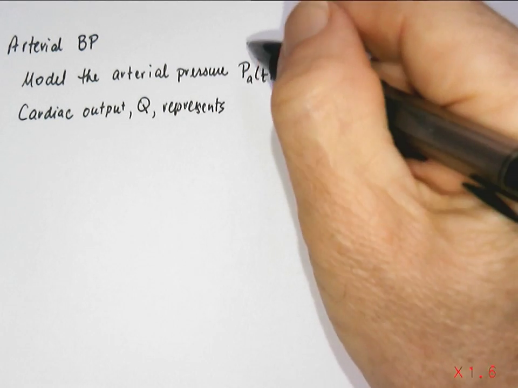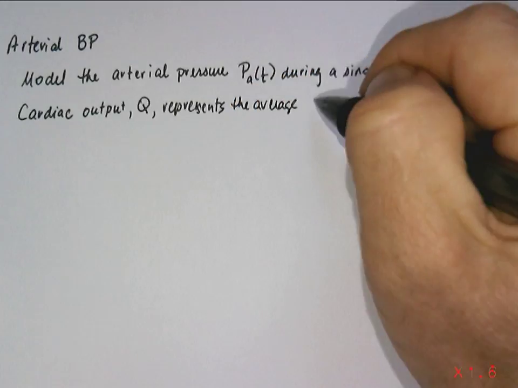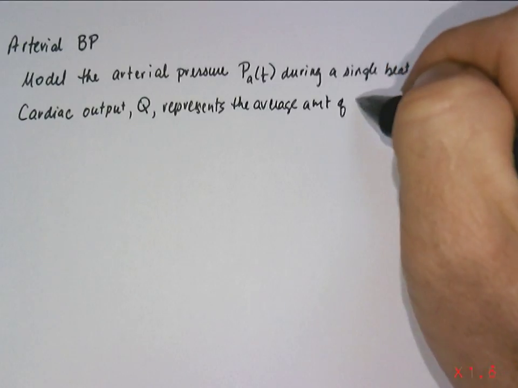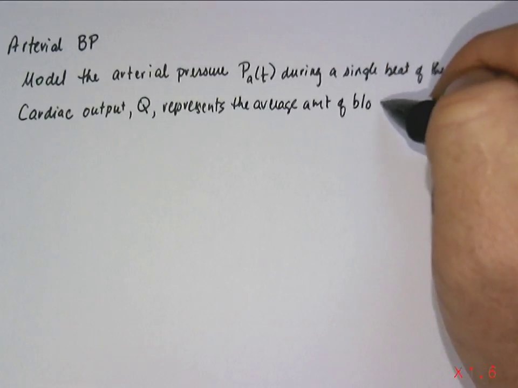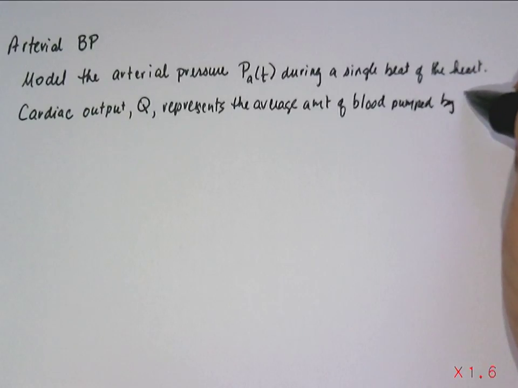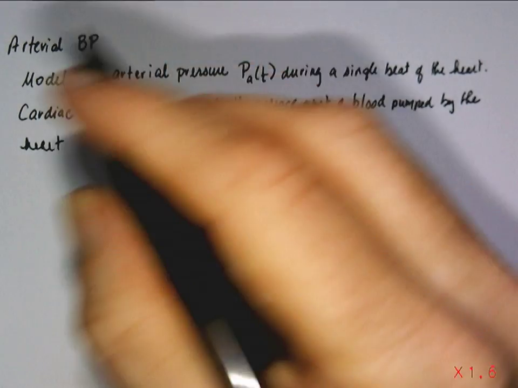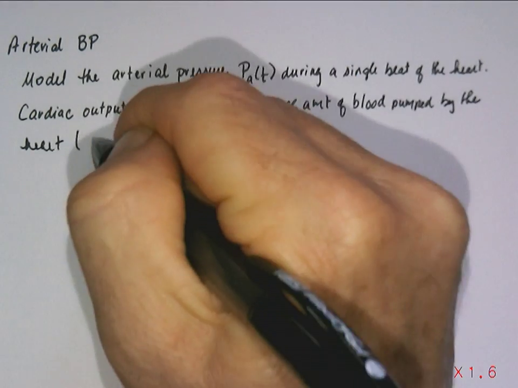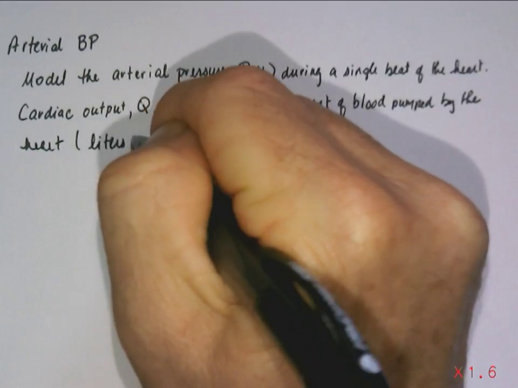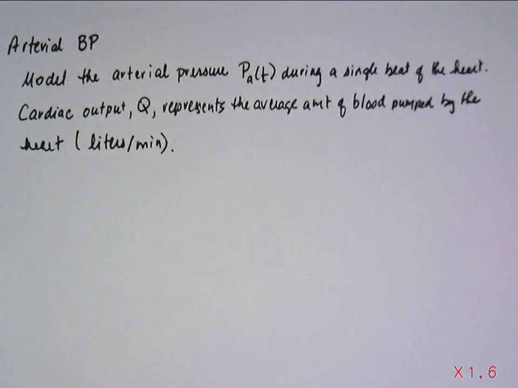And what cardiac output represents is the average amount of blood pumped by the heart. And it's important to look at units. Building this model, it's very important to make sure that there's consistency in the units. And so the units here would be liters per minute. Cardiac output: how much blood can you pump out given a particular time unit? So in this case, we're going to look at liters per minute as a representation of cardiac output.